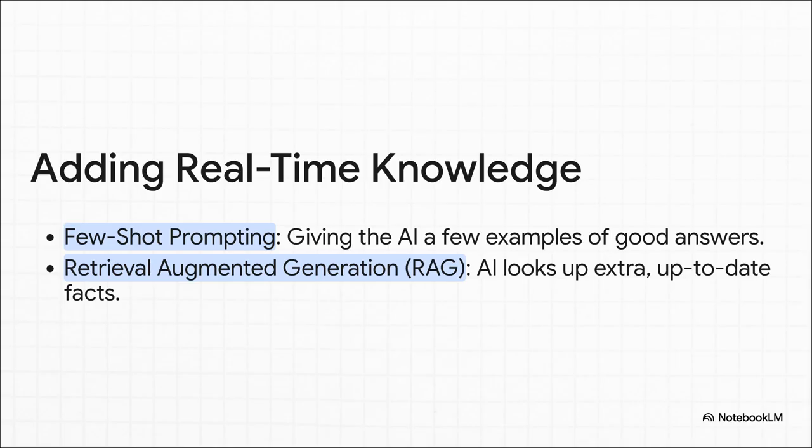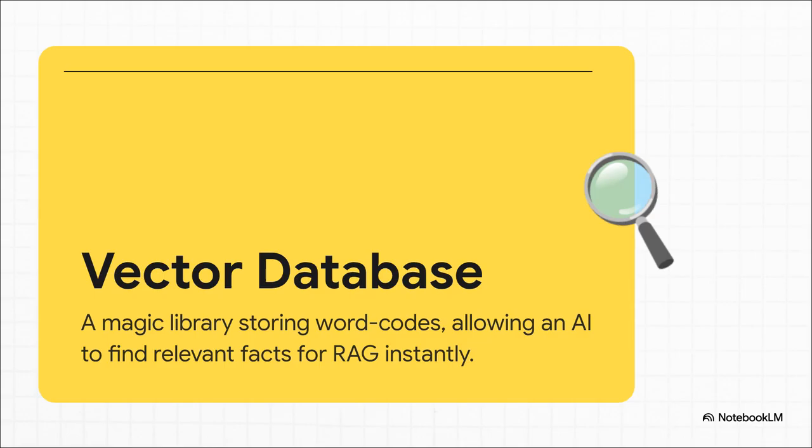When you ask a question, the AI can instantly look up relevant, up-to-date info from a private database, like your company's internal documents, and use those facts in its answer. So you might be wondering, how does RAG find that information so fast? It uses a vector database.